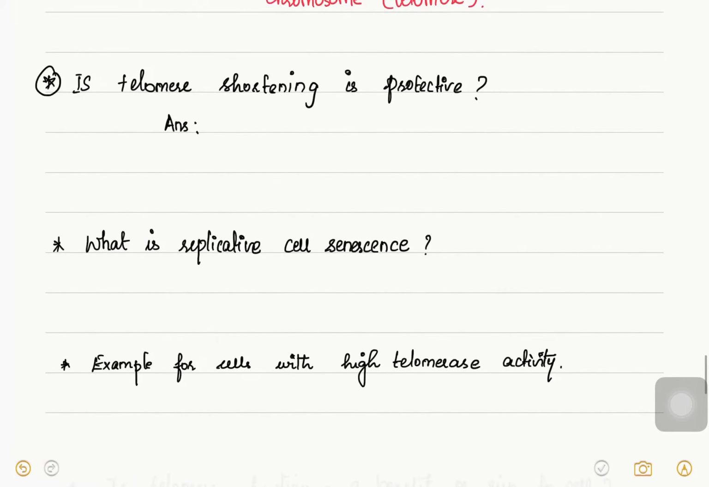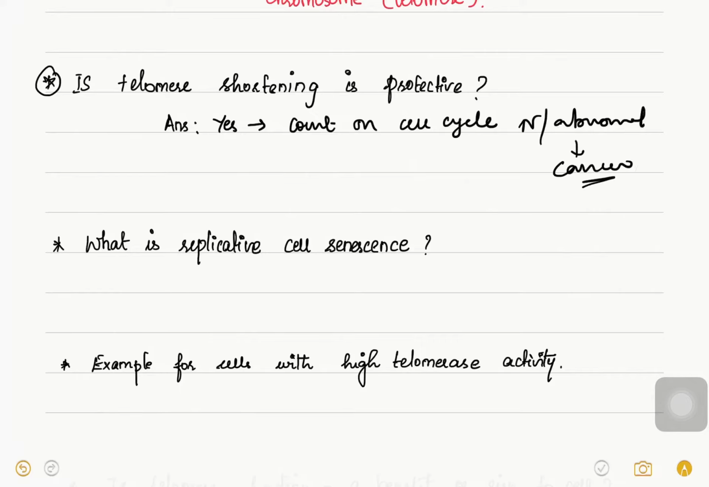So next we will see answers for a few questions. Is telomere shortening protective? Yes. How is it protective? It will give us a count on the cell cycle. With this we will know how many cell cycles have occurred in each and every cell, and whether it is normal or abnormal. If there are more cell cycles than normal, then it will go for cancer. Hence, telomere shortening is protective in some cells, as it gives a checkpoint to the growth.